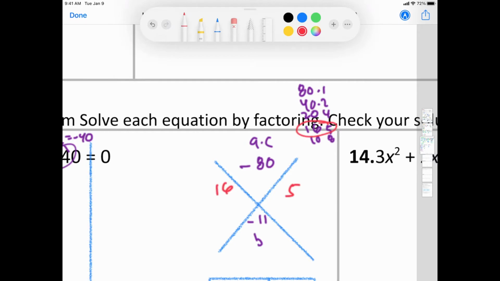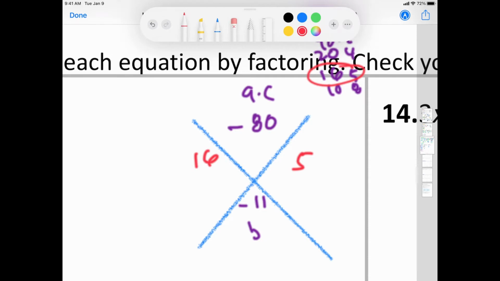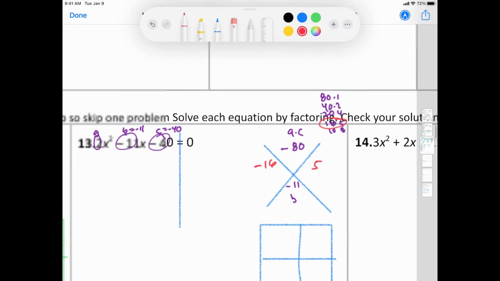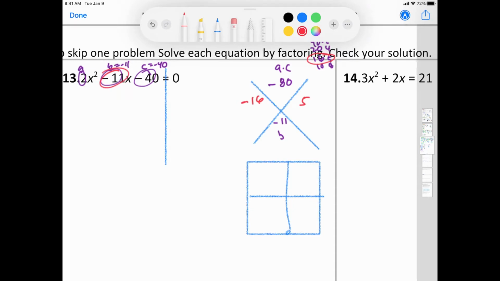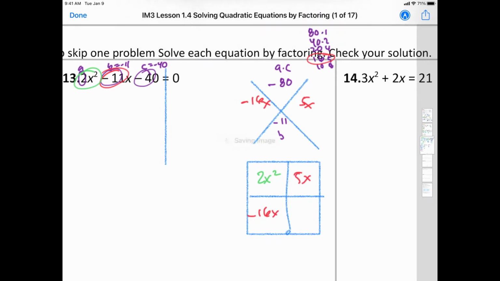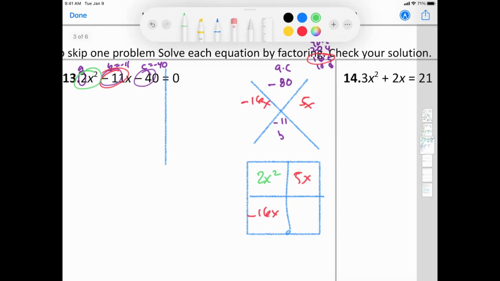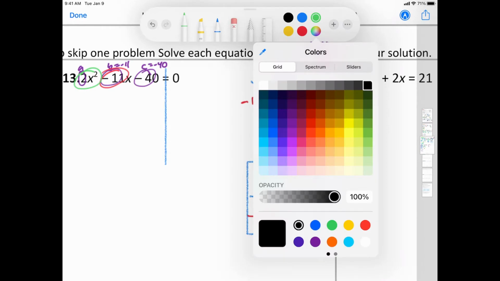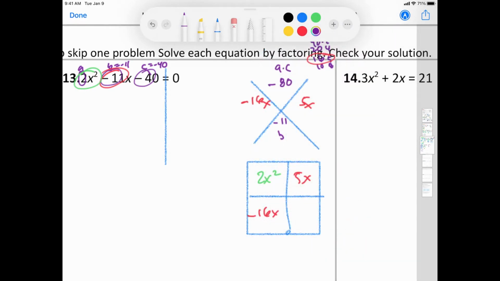What two numbers will multiply to negative 80 but add to negative 11? So that'll be negative 16 and 5. So negative 16x, 5x, 2x squared. And negative 40 is my C value. Always put it up there.